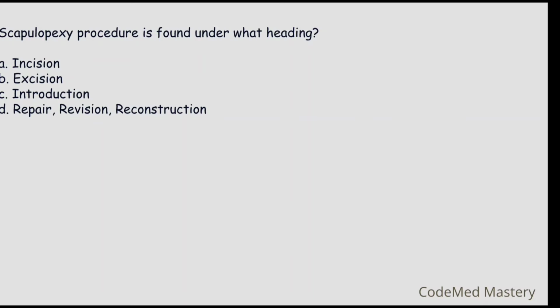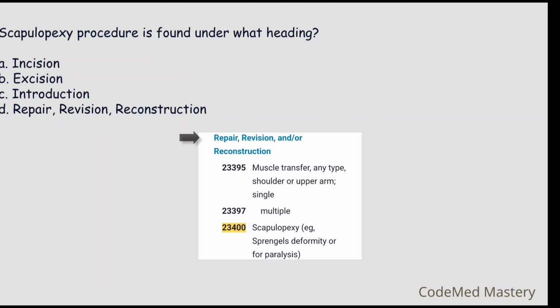Option C, introduction. Option D, repair, revision, reconstruction. To find the answer, go to your CPT book, index section. Under that, find staphylopex. You will get the code 23400. Check the code 23400. Above that the heading is repair, revision and or reconstruction. So the right answer is option D.